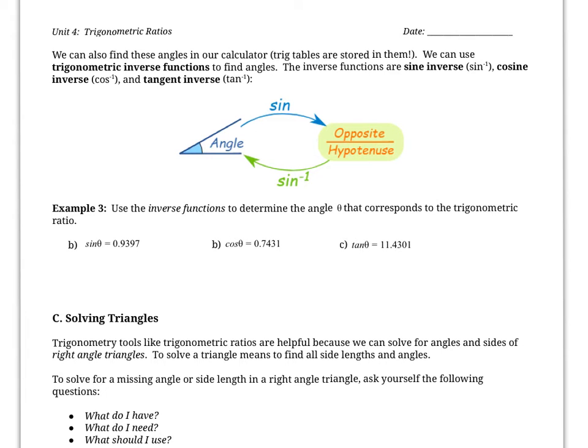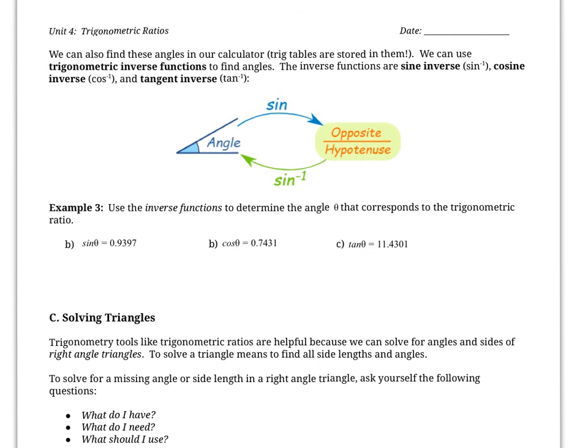So if we need to go backwards from the ratio and find an angle, we can do that with something called trigonometric inverse functions, or for short, trig inverse functions. There's three, one for each trig ratio. There's sine inverse, and that looks like a sine to the power of -1, but it's not. It implies an inverse, so an opposite. Cosine inverse, that's cos -1, and tangent inverse, tan -1.